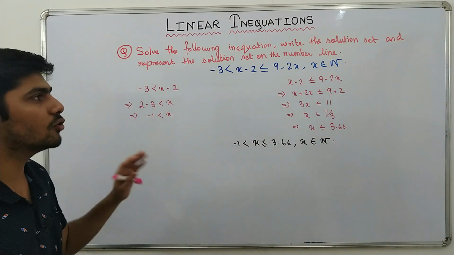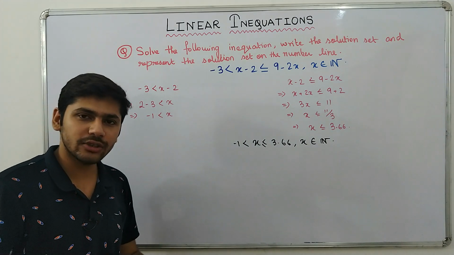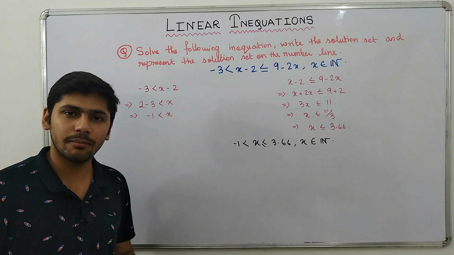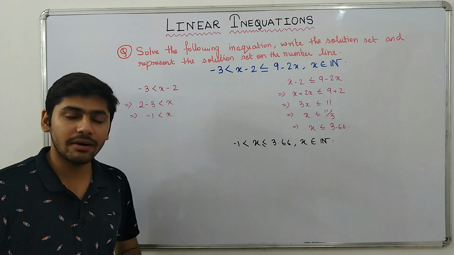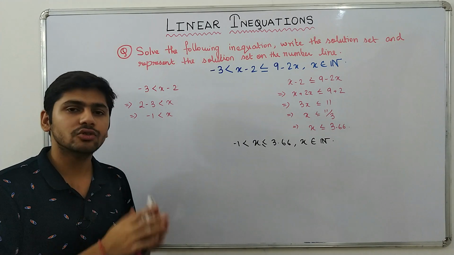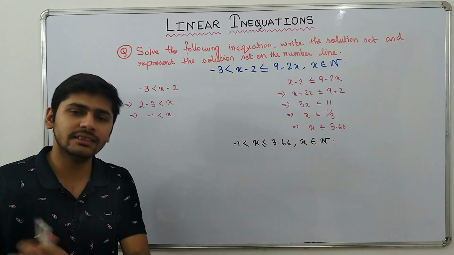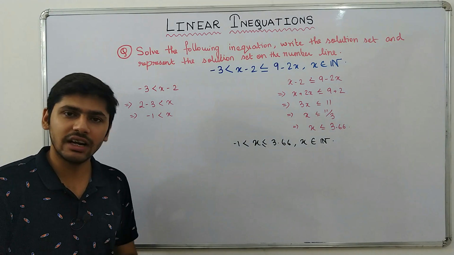Now we have to find the solution set. So how to write the solution set when x belongs to natural number? I hope you guys know what natural numbers are. Natural numbers are the numbers that start from 1. So 1, 2, 3, 4, 5, 6, and so on and so forth are natural numbers.